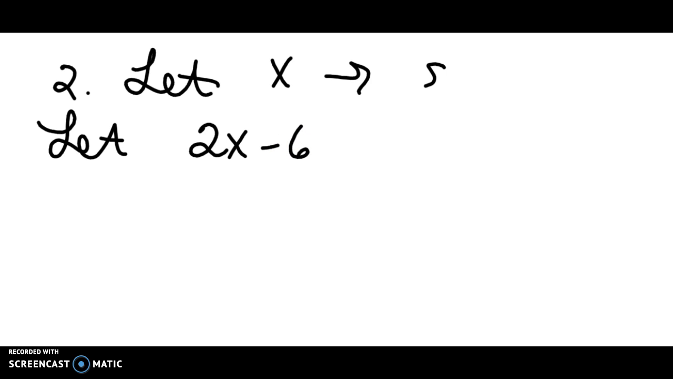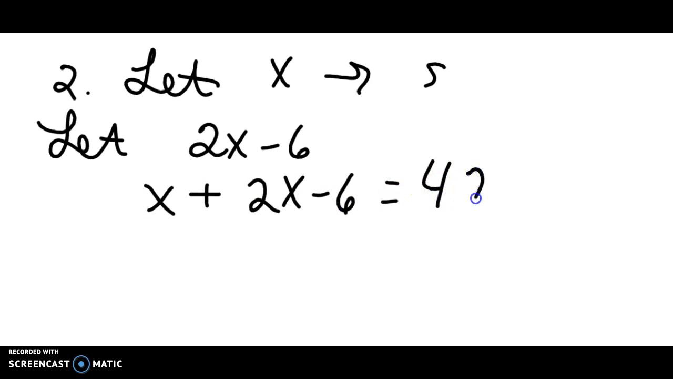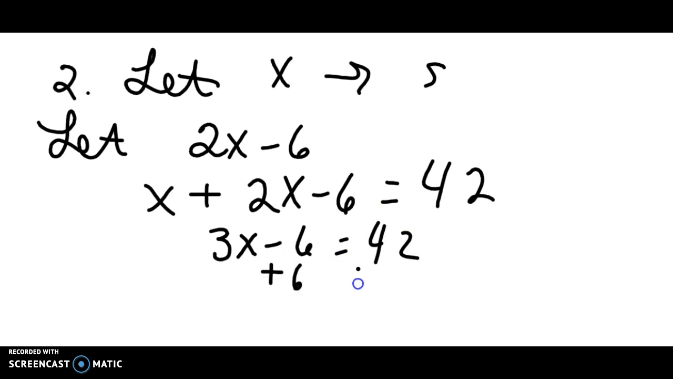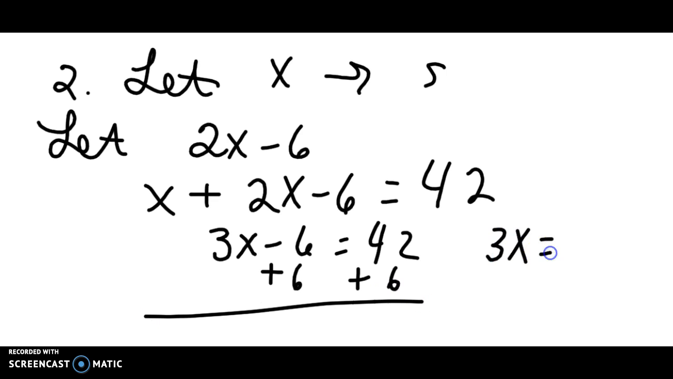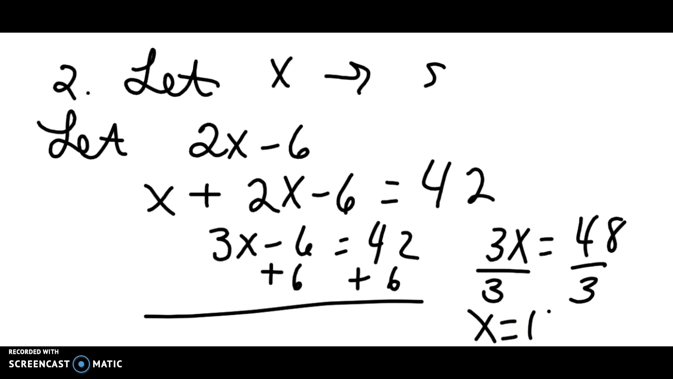So now we're going to add those two together. So we're going to say x plus 2x minus 6 equals 42. Combine your like terms. Solve for x. And we get 3x equals 42 and 6 is 48. Divide both sides by 3. And you get x equals 16. Okay? That's the first number, or the smaller number.